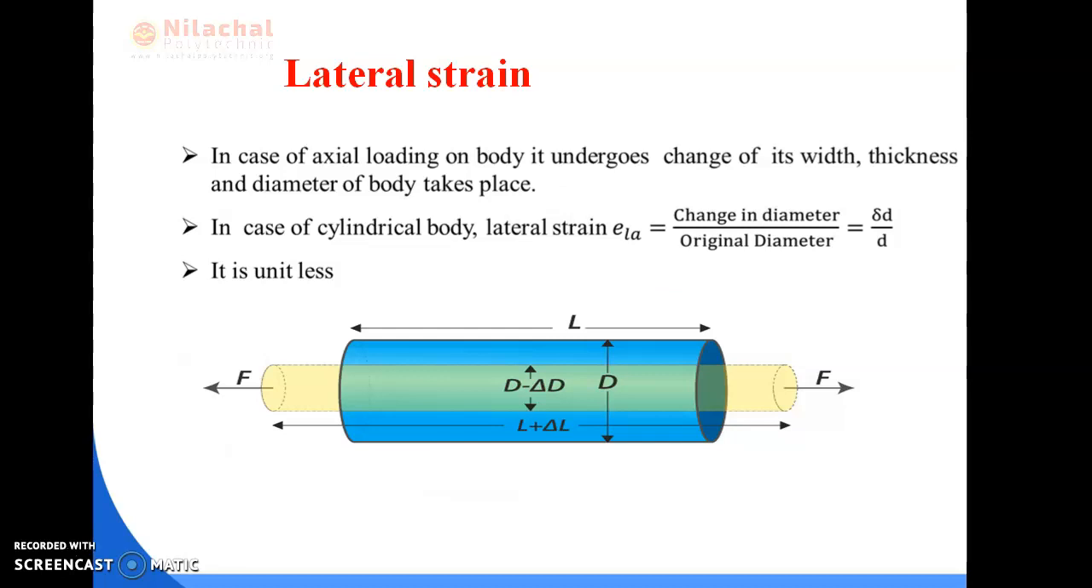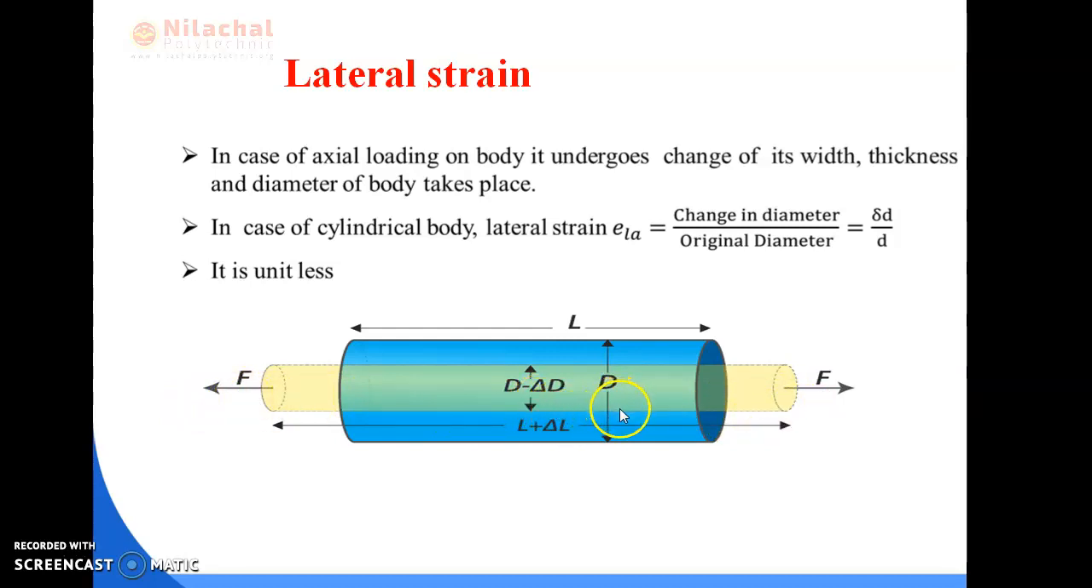Next, when we apply the load along the axial direction, the length of the body changes in two different ways: the length increases in case of tensile load, and in case of compressive load, the length decreases. Now we are going to observe what changes take place in the lateral direction. Lateral direction means, as on this figure, two forces F are applied, pulling on both sides of the cylinder.